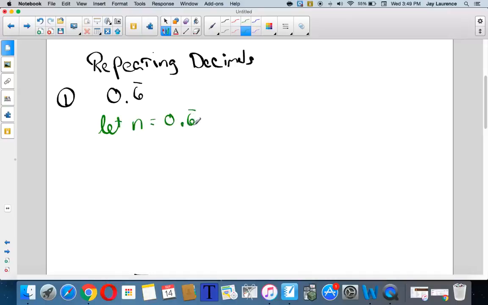Now, I'm going to look and see how many digits it takes before I repeat. Well, here just the tenths digit repeats, right? So I'm going to multiply by 10. I'm going to do it on both sides of the equation.